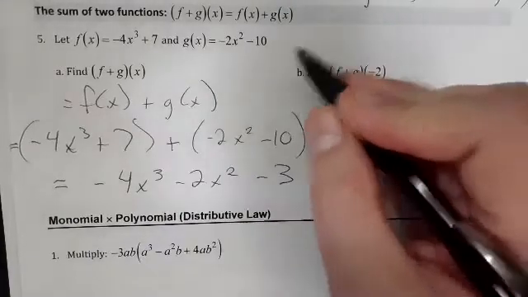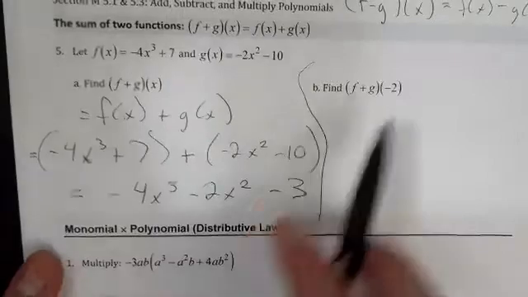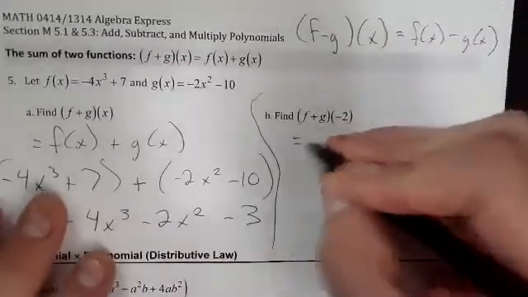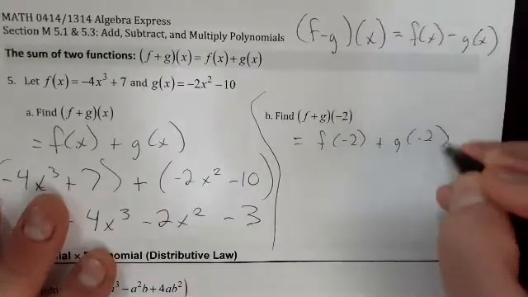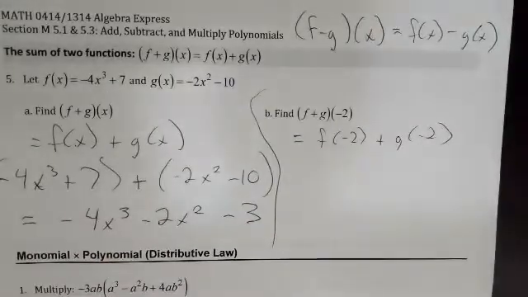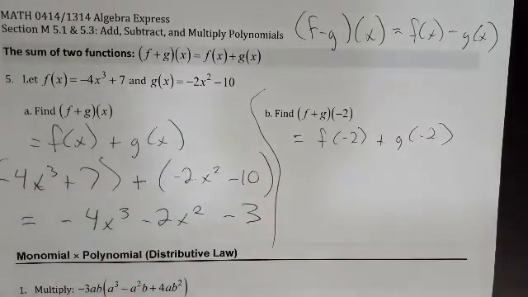So that's added together. Now we're looking over here. If we want to do f plus g of minus 2, I can do f of minus 2. That is absolutely one way I can do this. I can plug in minus 2 to my f function and plug in minus 2 to my g function.